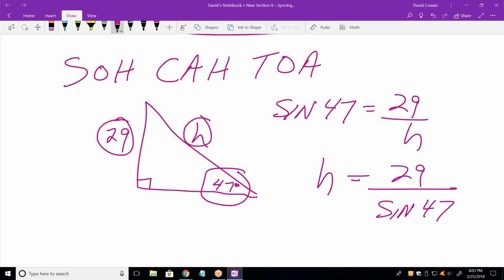Now, what kind of calculator do you have, Jonathan? I think it's one of the standard ones, but grab it. Can you get sine? Can you figure out sine of 47? Yes, I can. Okay. Go ahead and do that and come up with an answer. Okay, so the sine of 47. Do 29 first, divided by the sine of 47.